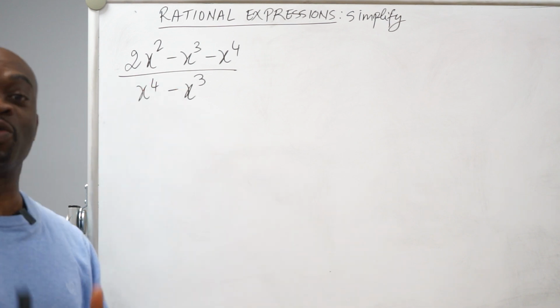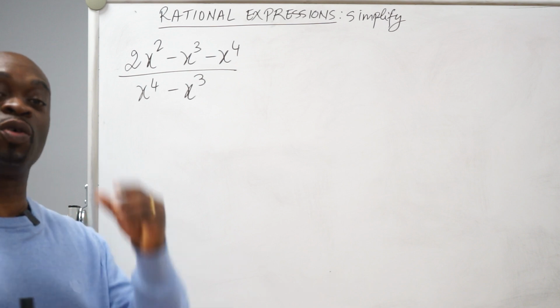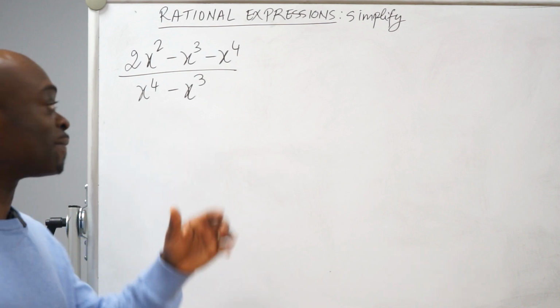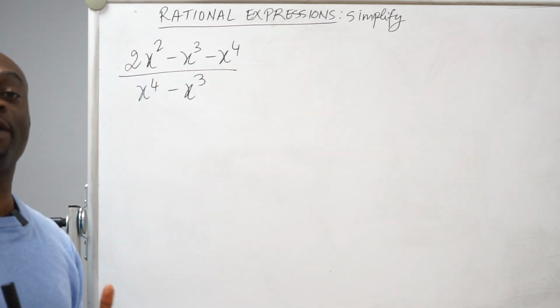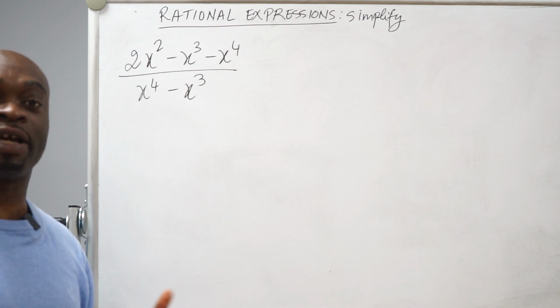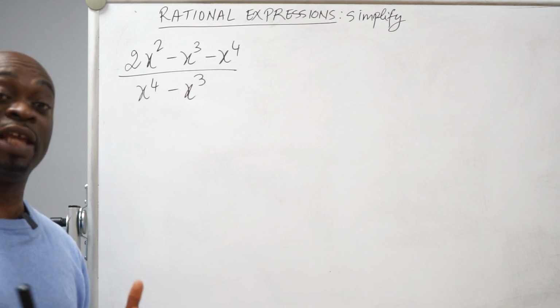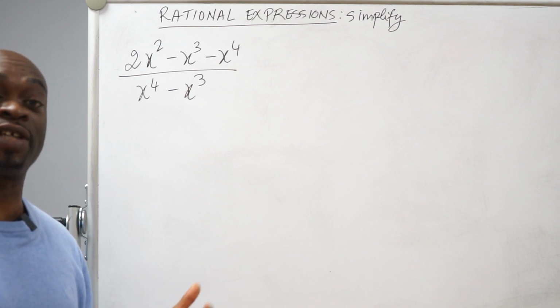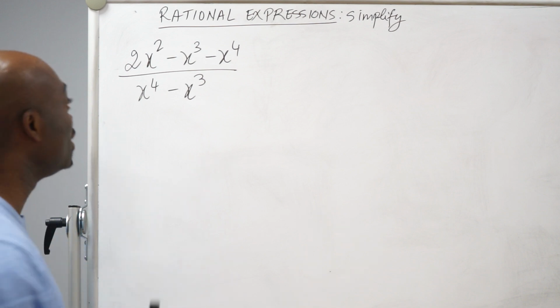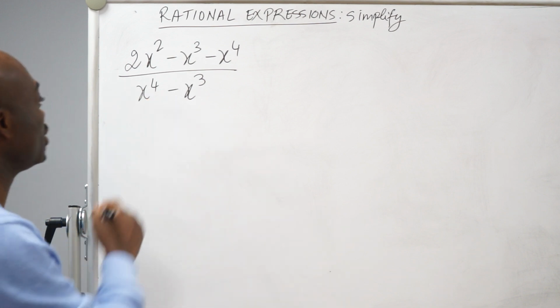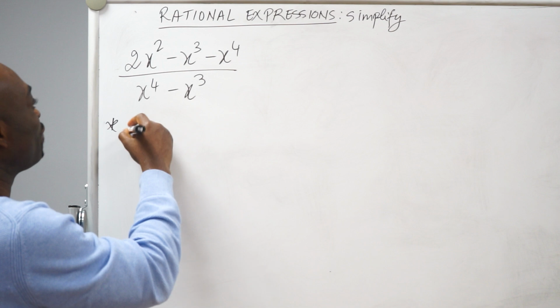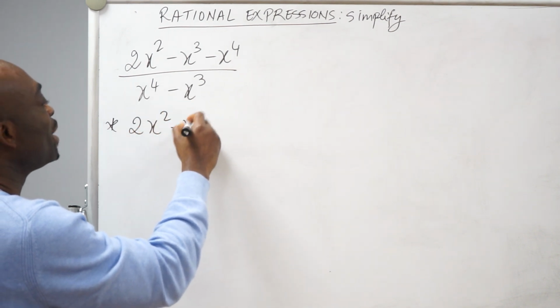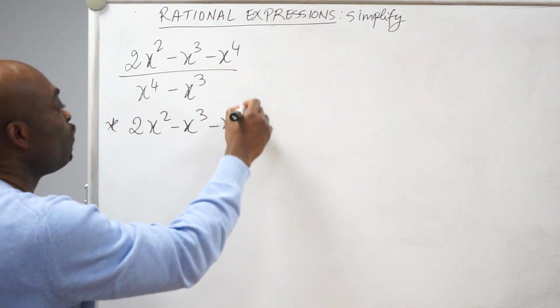So the first thing we got to do is to take the problem separately. The top expression, we take it, and then we try to break it down. By doing what? Factoring. A lot of times to break down an expression in these cases, you got to factor them. So how do we factor this expression? Let's take it and see what we have. We have 2x to the second minus x to the third minus x to the fourth.